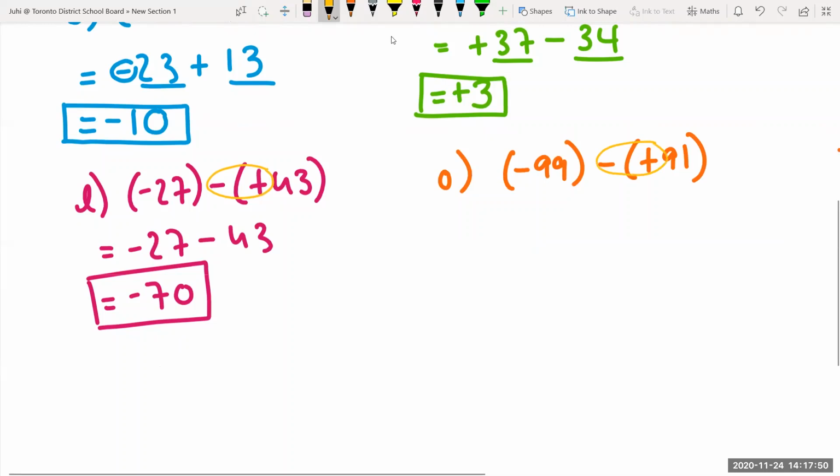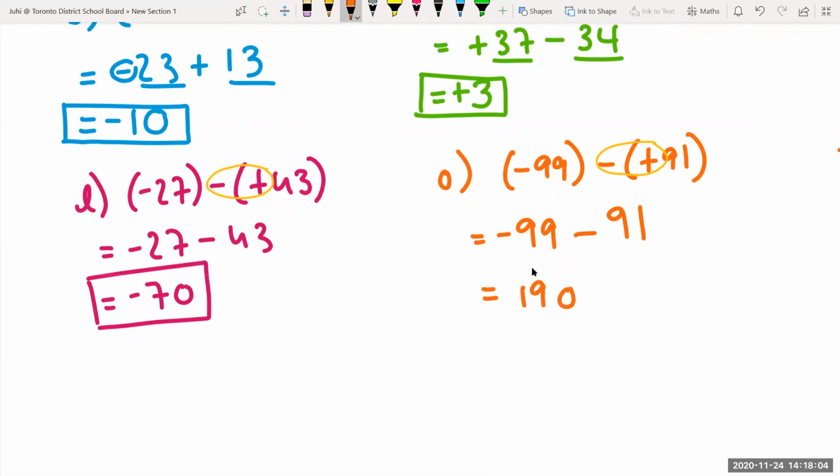We're going to clean these signs up, and we're going to get negative 99. A negative and a positive gives me negative 91. Oh no, we get the same scenario. I didn't really want this, but that's okay. Okay, we're going to add these numbers together, and we're going to get 190, and then the sign is going to be negative because they're the same sign. You add the numbers and you keep the sign.